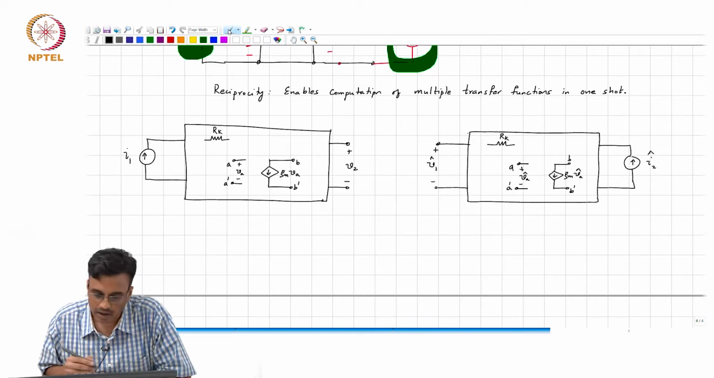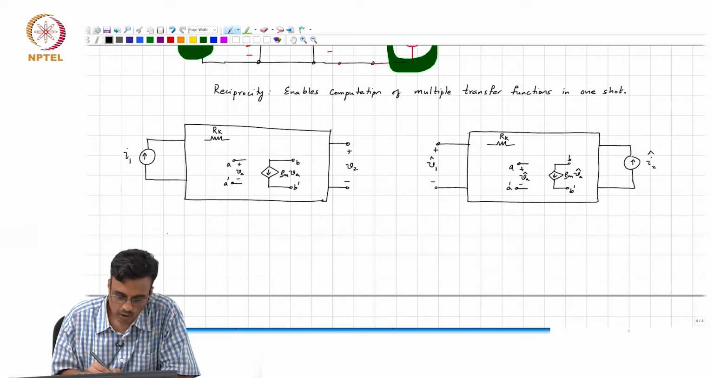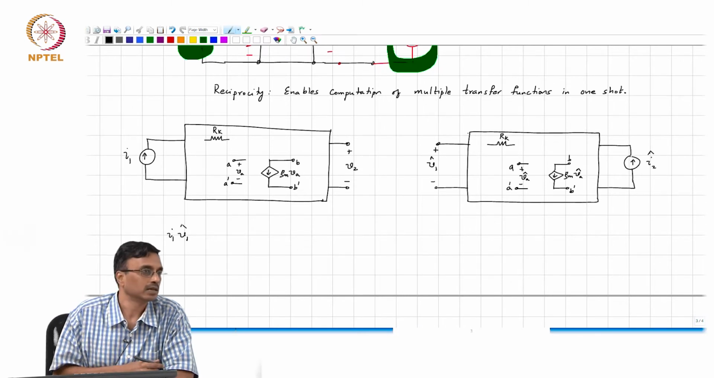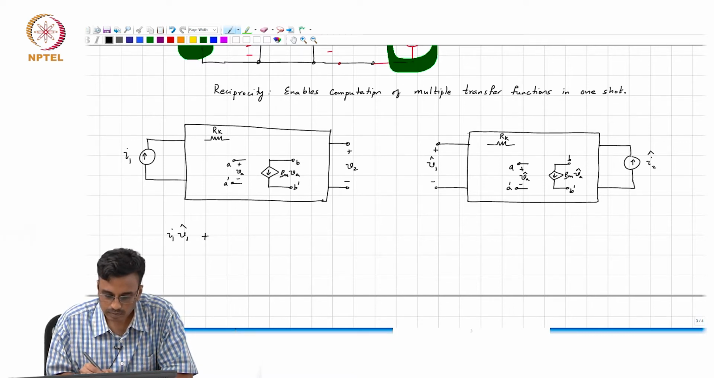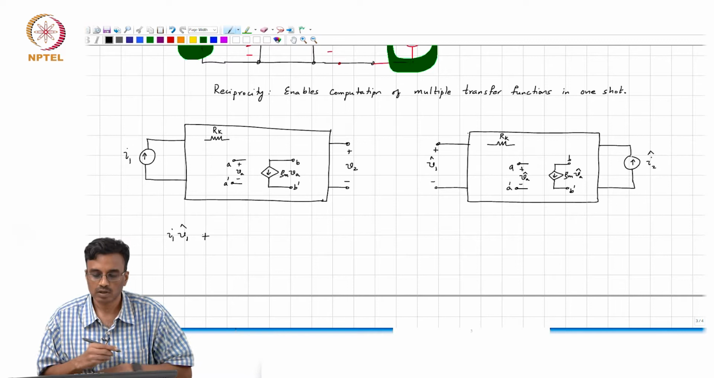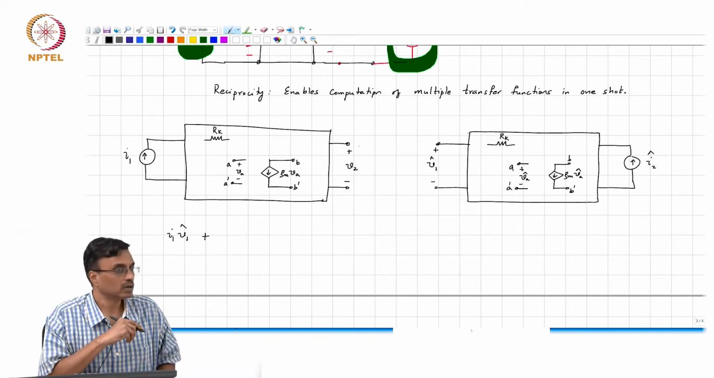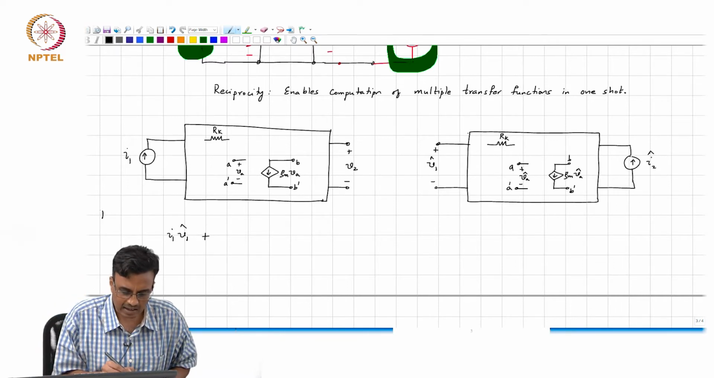All right. So, now help me with this. So, I1 times V1 hat, plus I2, which is, what is I2? We are just writing Tellegen's theorem now.